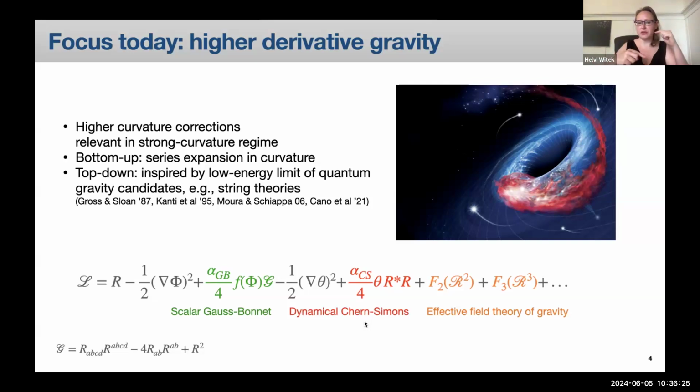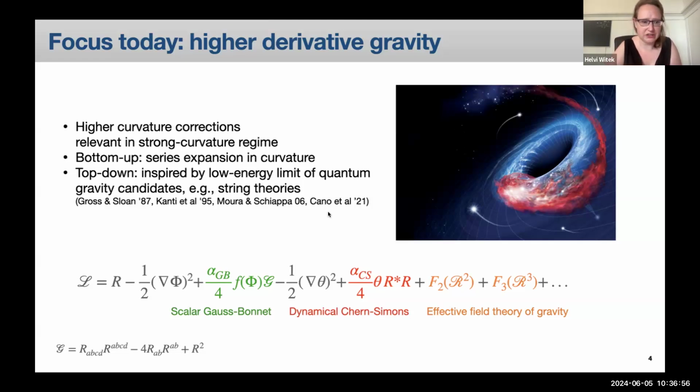You could also take the reverse and say, let's take a class of models that have been proposed as candidates for quantum gravity, such as string theory, and take a low energy limit of this, which gives you supergravity in high dimensions, and then do dimensional reductions down to 4 dimensions. And people have actually worked this out explicitly, and you end up with a very similar action.